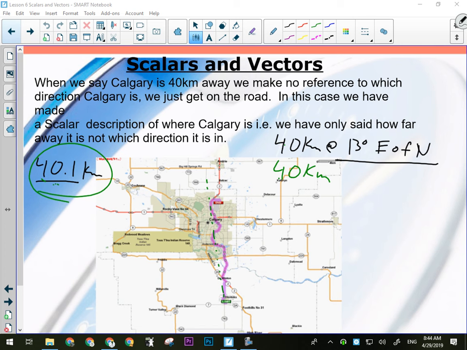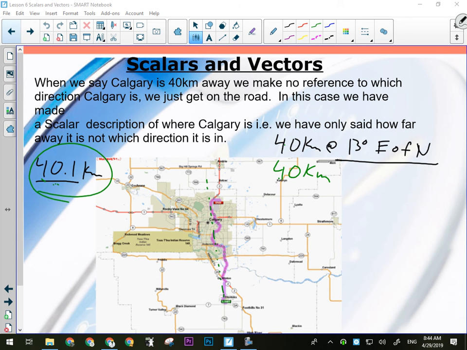And part of the reason it doesn't tell us what direction we go is because we go several different directions. We make all kinds of turns and adjustments along the road that gets us to Calgary. But in the end, we will travel 40 kilometers in getting there. A vector description of that trip would be our displacement. And our displacement would be a smaller number because it would be a straight line.